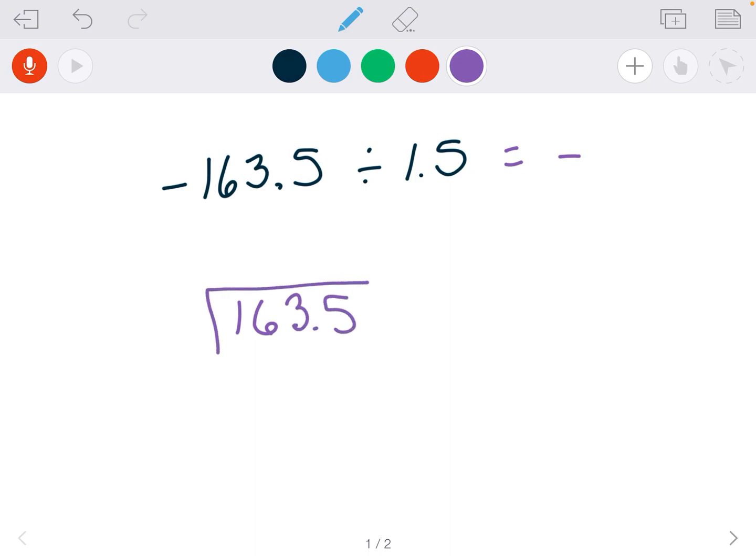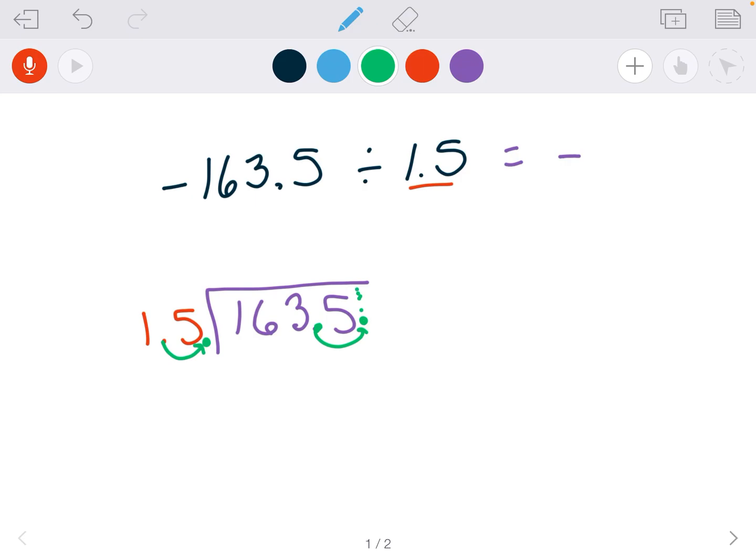Inside the box, 163.5. Outside the divisor, 1.5. Remember, the first thing you do is get a whole number on the outside here. So I got to get rid of that decimal that's with it. And in order to do that, I move it one place to the right. And what I'm really doing is multiplying it by 10. But if I do that to the outside, I also have to do it to the inside.